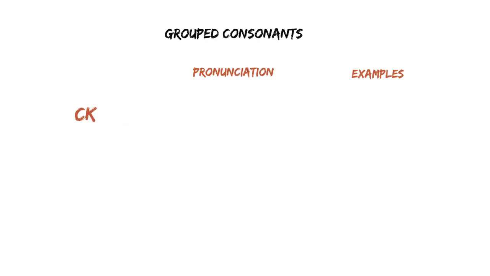Now let's have a look at grouped consonants. The first letter combination is CK, which is pronounced like the letter K, and the example for CK is Zucker, which means sugar. The second letter combination is CH.